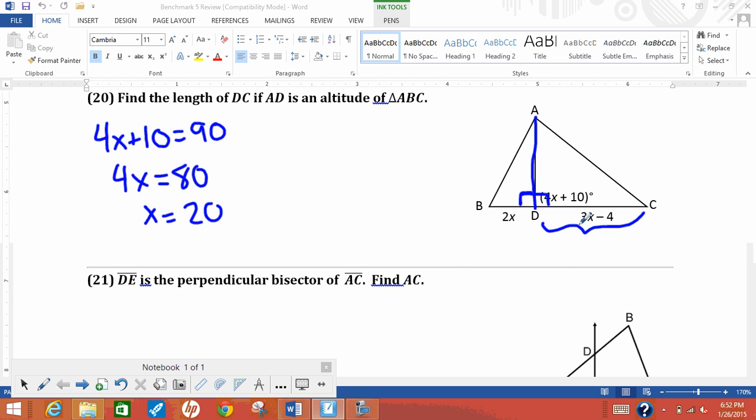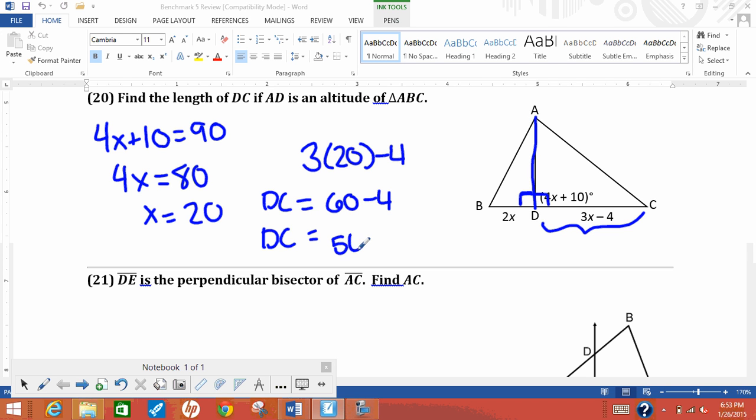Now all we need to do is plug in. DC is 3x minus 4. So we plug 20 in. DC is 56. So, like in some math problems, 2x was extra. We didn't need it. It wasn't there to confuse you. It was just extra information.